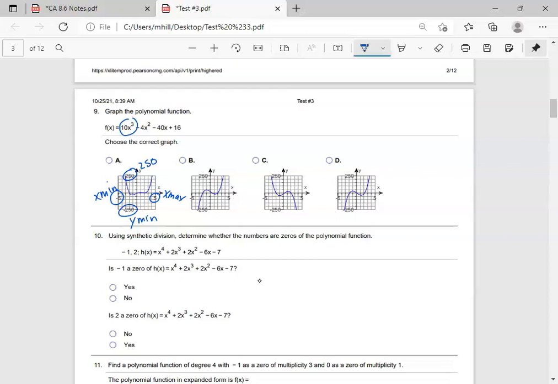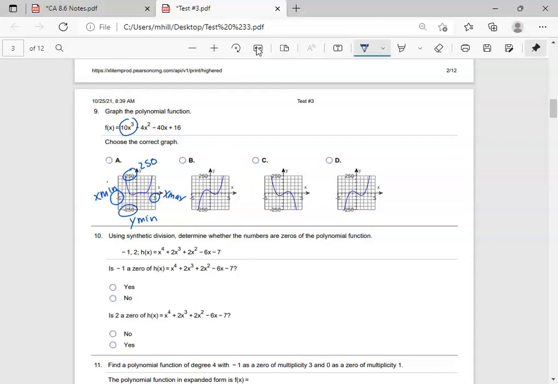So it can't be this one. And I know it's increasing because it's a +10. So it's either got to be B or D. I know that from that test. Okay, but this one is kind of tricky. B and D look very, very similar, so you've got to be careful.